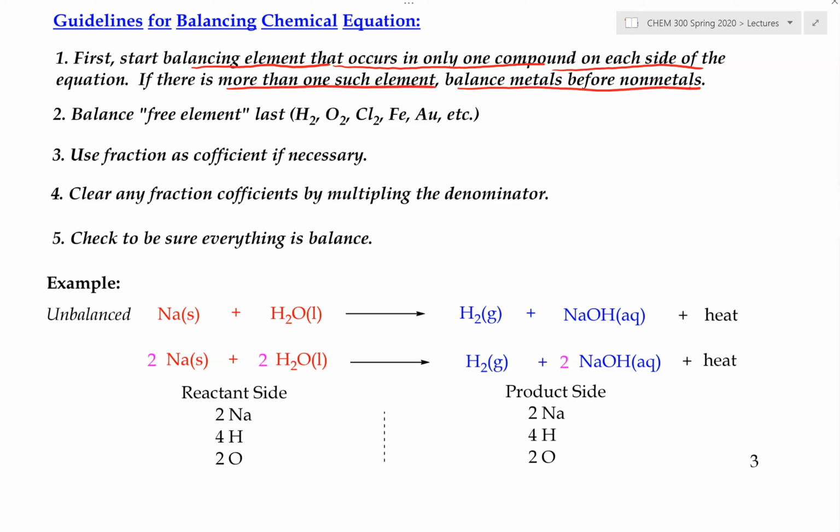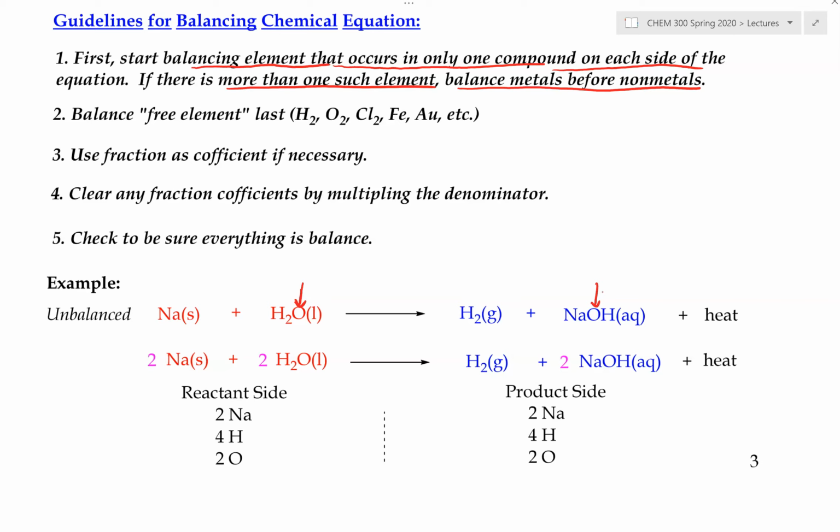So here in this case, start balancing the element that occurs in only one compound. We see that oxygen exists in only one compound on the reactant side. It only exists in water. It does not exist in sodium. So oxygen exists in only one substance on the reactant side, and it exists in only one substance on the product side as well. Therefore, oxygen will be the element to be balanced first if it is not already balanced.